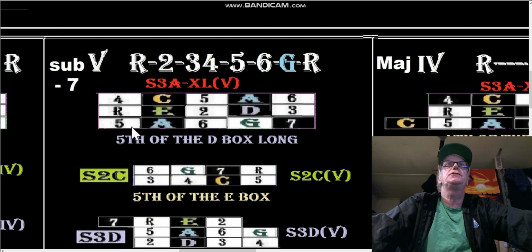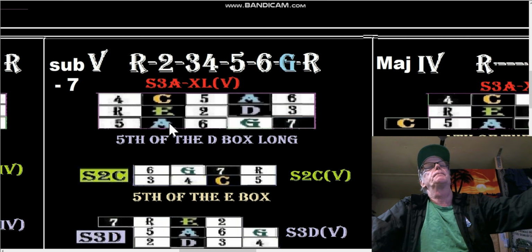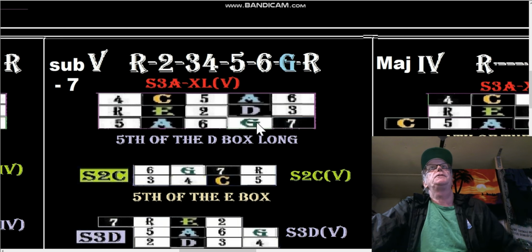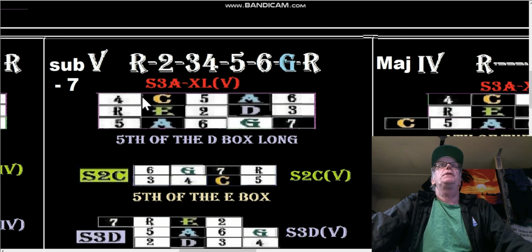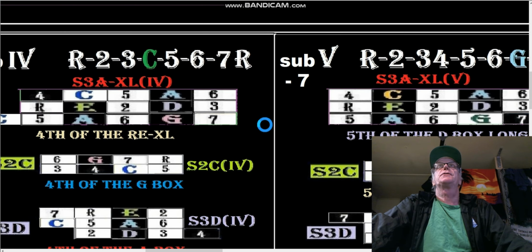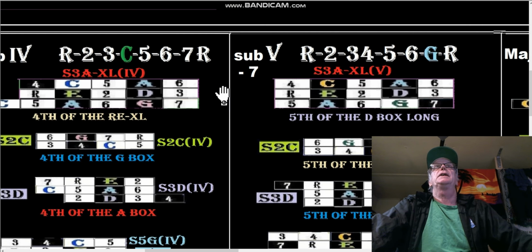You can see the D shape 2, 3, 4 there. Okay, so its fifth would be the A shape. The fifth of D is A. All right, but we'd have to diminish that seventh, or we're going into the key of A there. So we're going to skip that for now, but remember, we covered that yesterday.